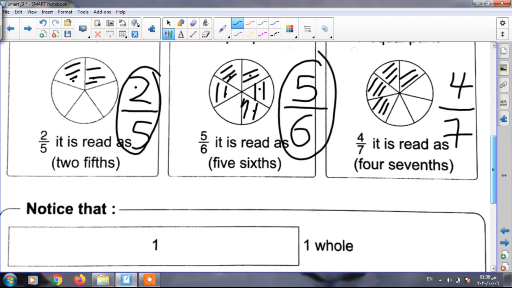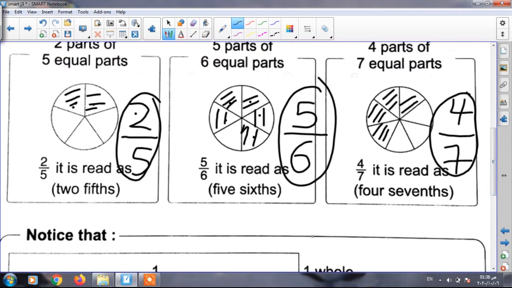Okay, and now I want to read this fraction. This fraction is called what? 4 over 7 or 4 sevenths.